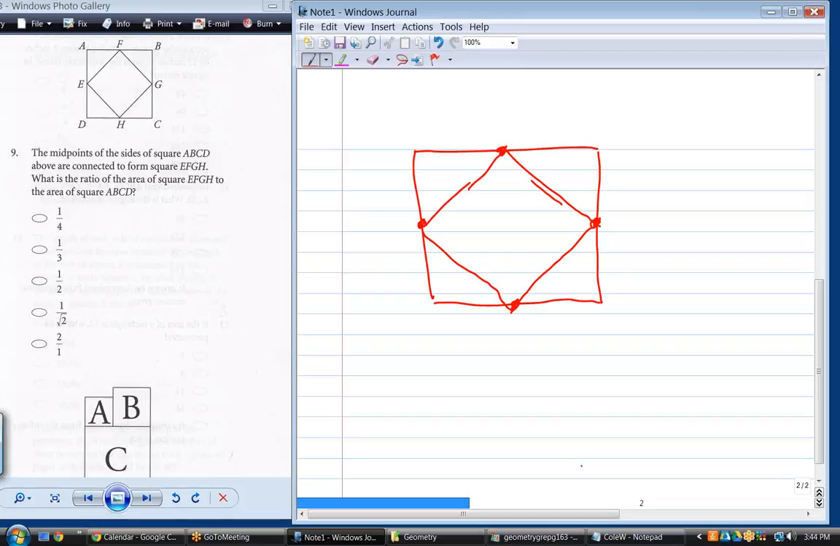Well, how do we figure out the area of a square? Base times height. Yeah, or one side squared, right? In other words, you're correct, base times height, but in this case, base and height are the same thing. So we're going to call this x, and this x. So we know the area of the outside square. Area of the big square equals x squared. Question is, what is the area of the inside square?